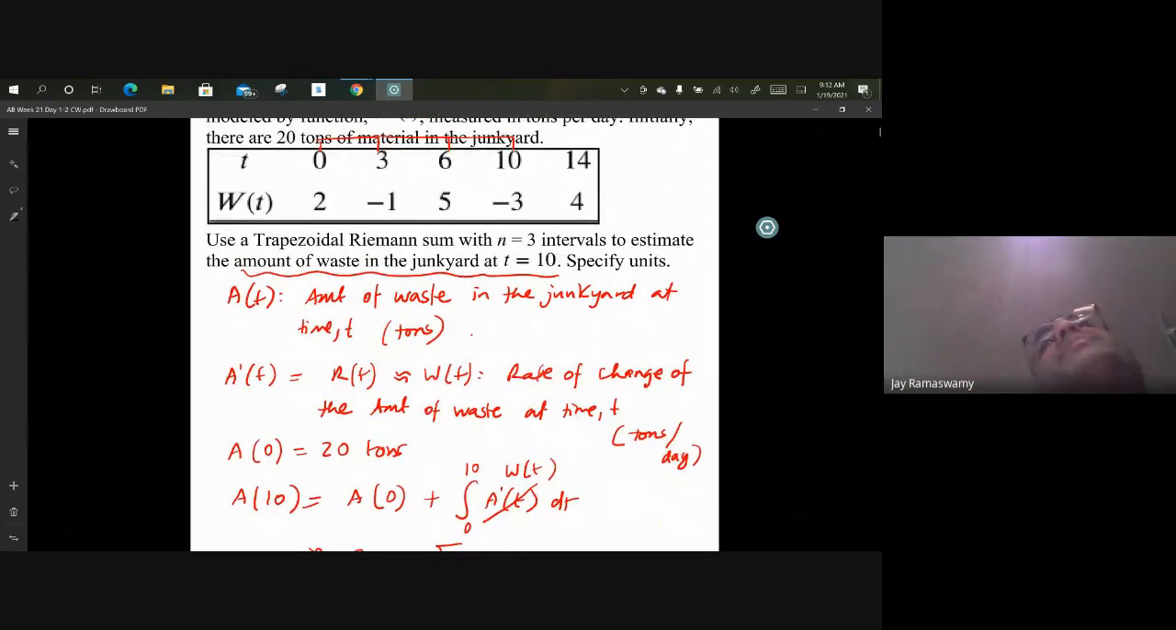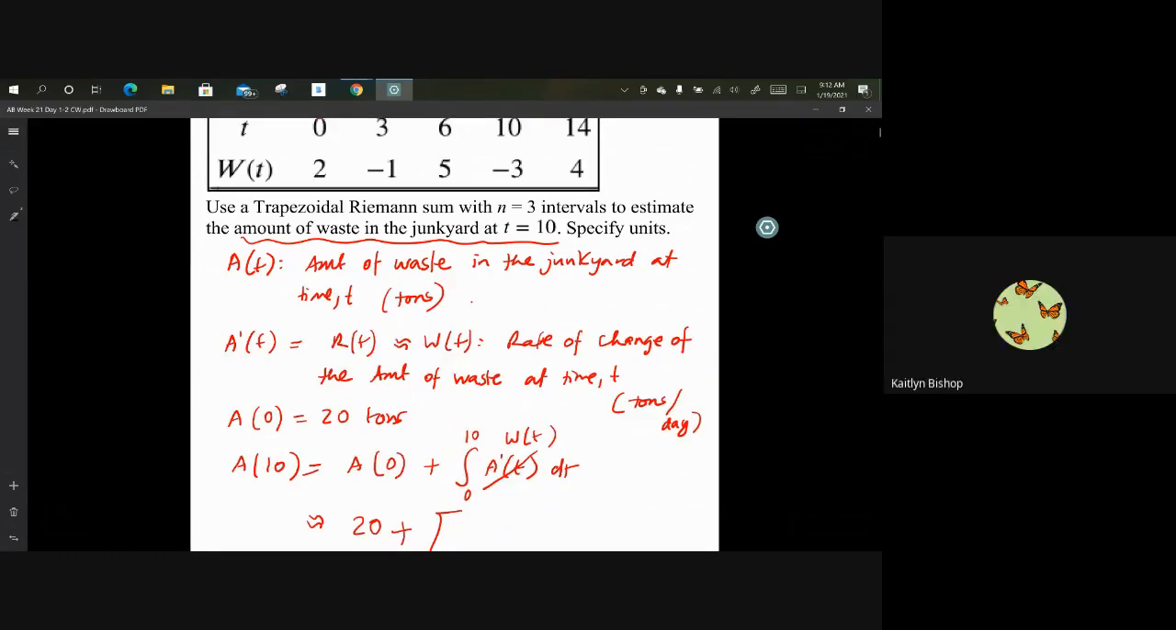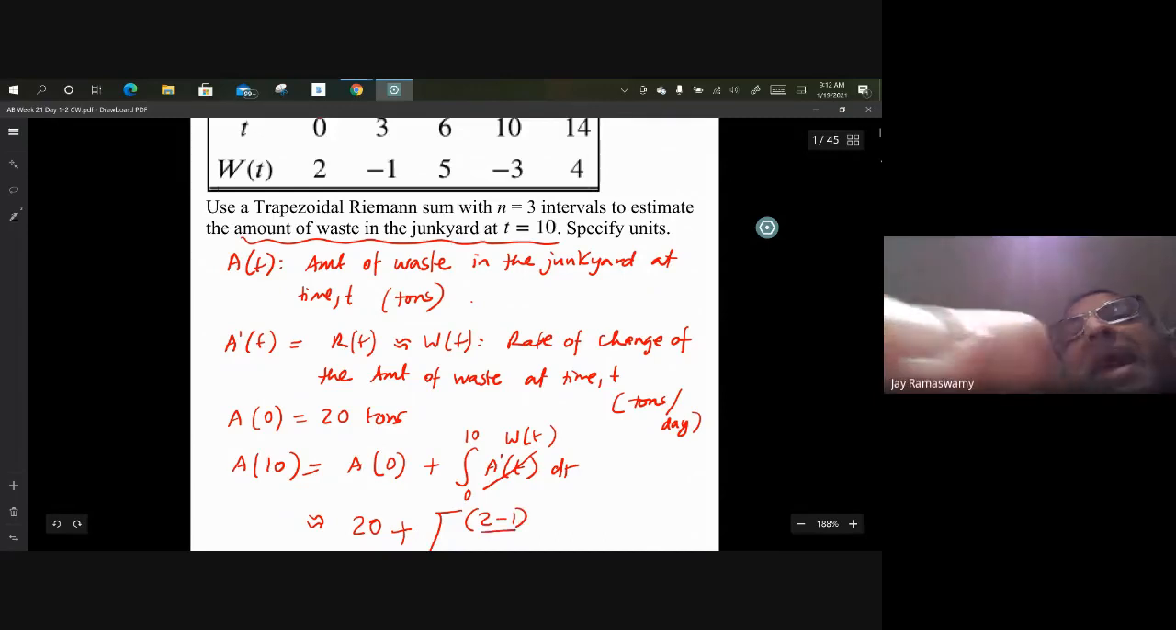Guys, keep in mind the trapezoidal rule is the average of the parallel sides. So which are the parallel sides, the y values or the x values? Y values. So tell me what to write. 2 minus 1 over 2. Very good. Times 3. Very good. Plus, do the same pattern for the others.